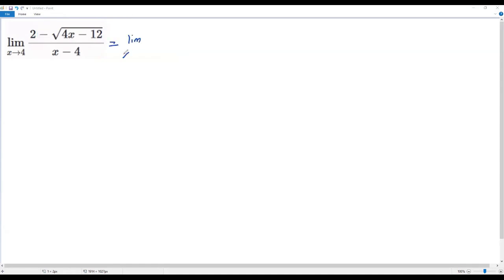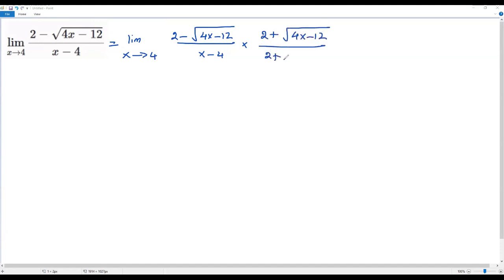So the limit as x tends to 4 of (2 − √(4x − 12)) over (x − 4). Now I multiply both numerator and denominator by the conjugate, that is (2 + √(4x − 12)) over (2 + √(4x − 12)). The limit as x tends to 4.